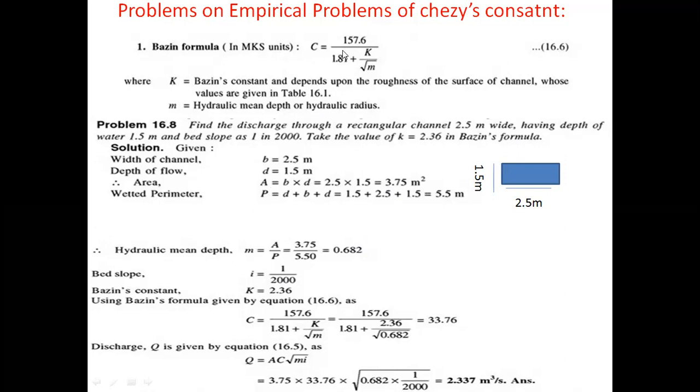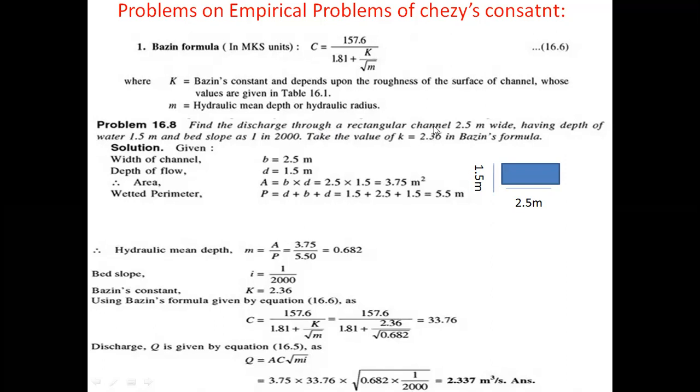Bazin's formula: C equals 157.6 by 1.81 plus K by root M. K is a Bazin constant, which depends on the roughness of the surface. In the channel, roughness is developed at the boundaries of the surface, and based on this roughness, the Bazin constant K value depends. M equals the hydraulic mean depth or radius. Now, how by using Bazin's formula we find out the discharge of the water flow in the channel.